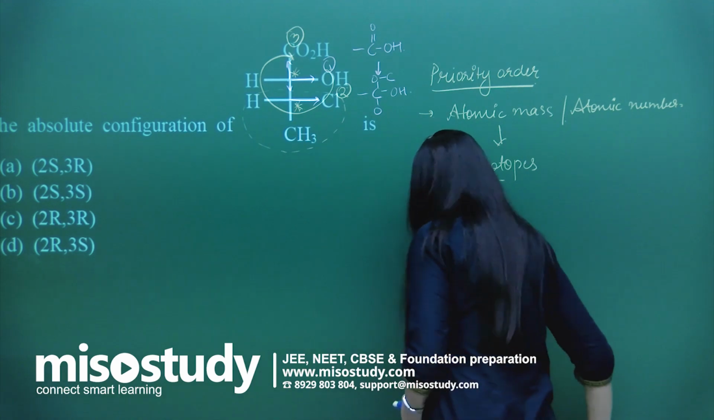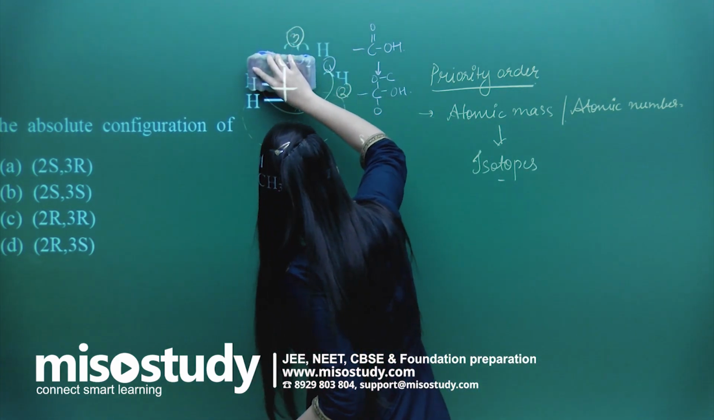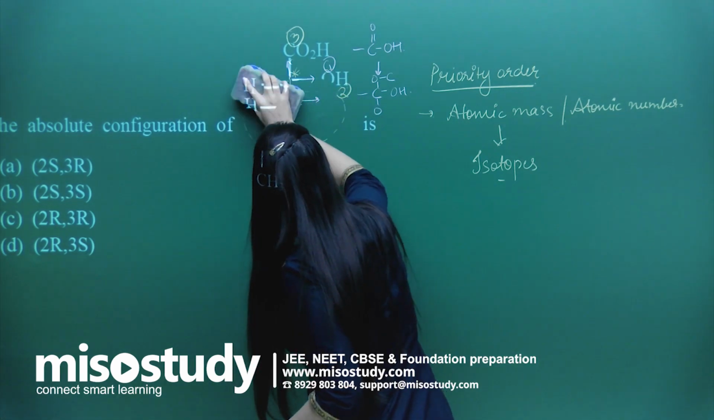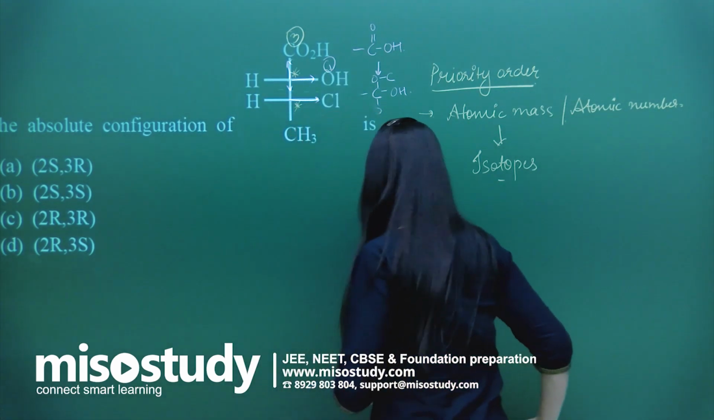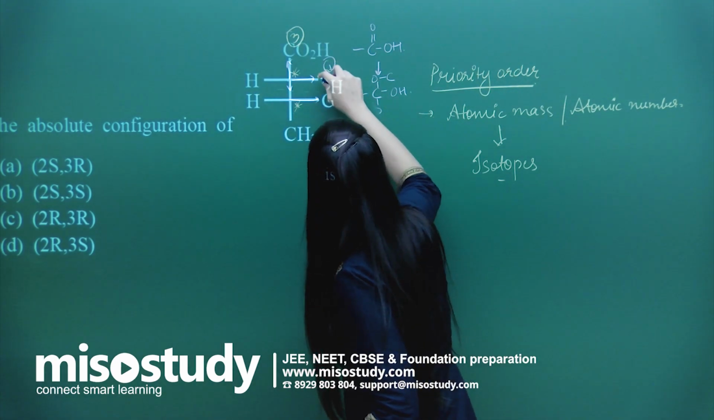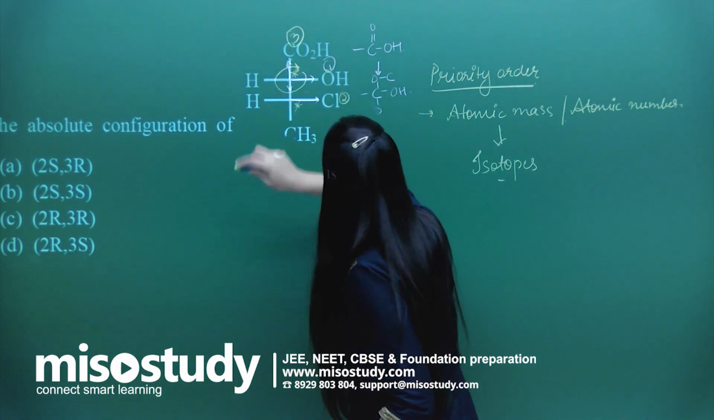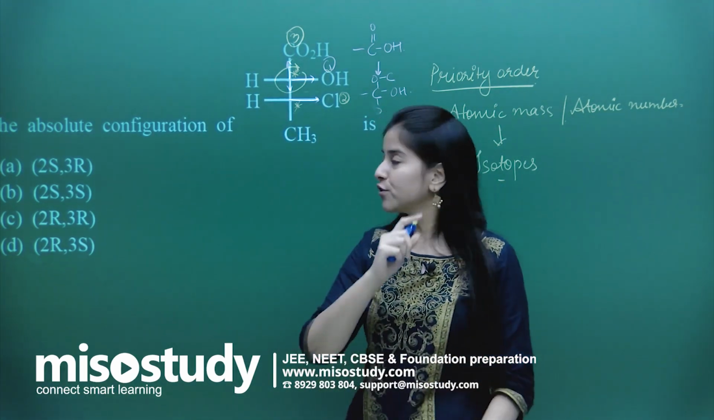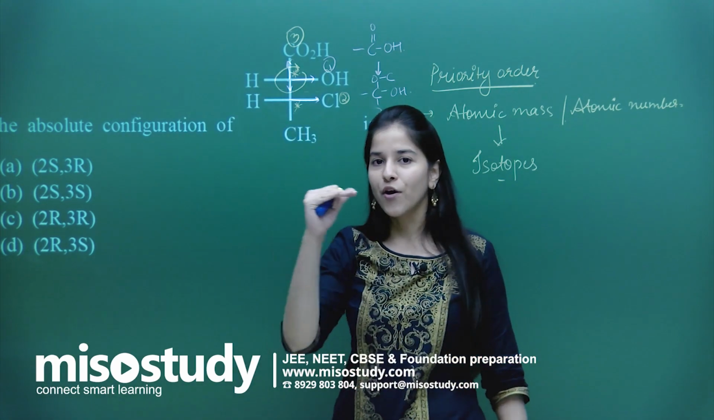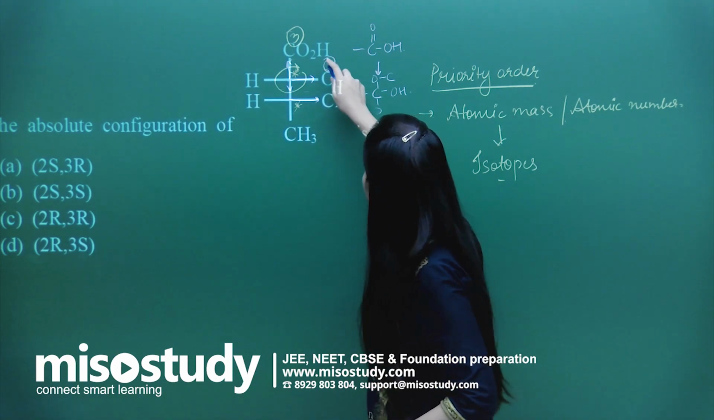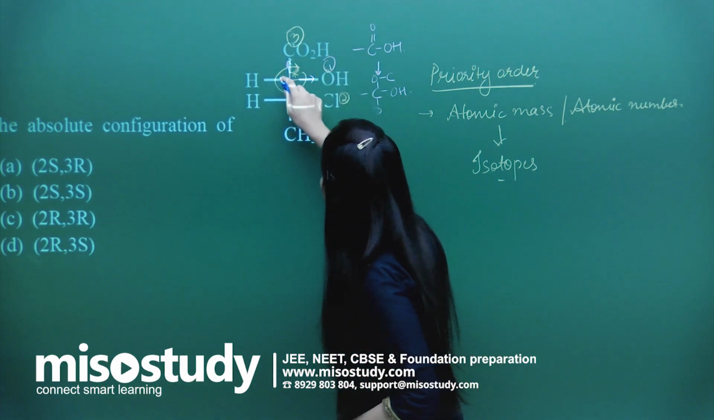So let me just draw this curve again. Okay, now it's 2 already. So 1, 2, 3. That is how we are going to have a curve. That means clockwise direction, R. But if you notice, the hydrogen is on the horizontal. So you need to invert the configuration as we did before. So instead of R, it would be S.